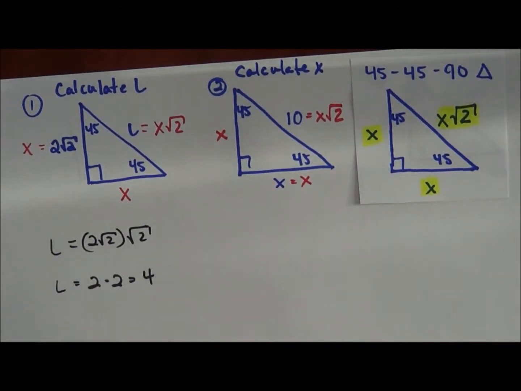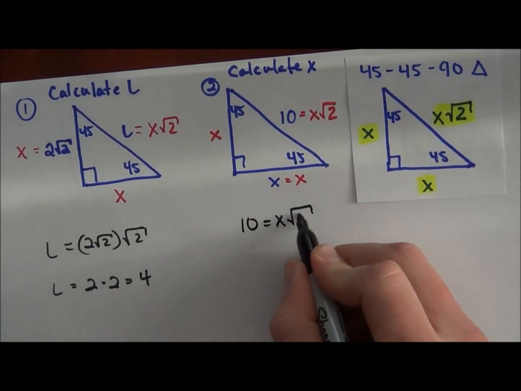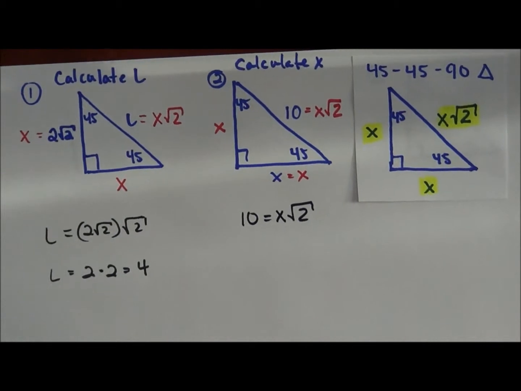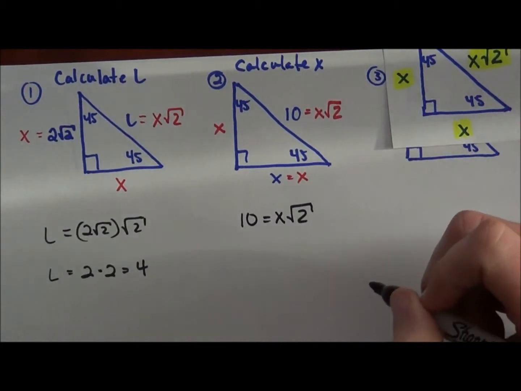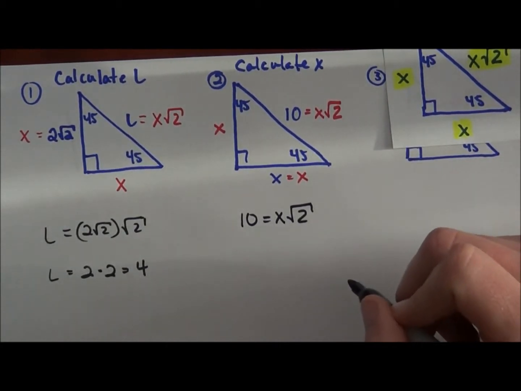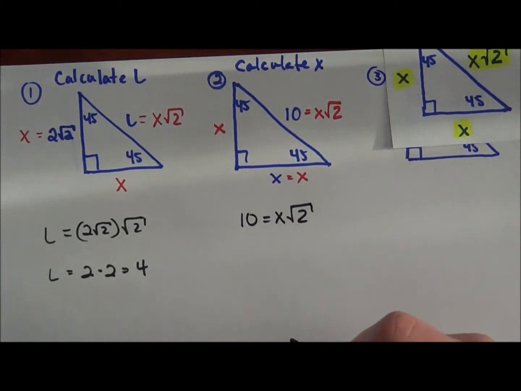So I come down here and I write this out. I say 10 equals x times root 2. There are a couple of ways you can do this. If you don't know about rationalizing the denominator, but you know a little bit about roots, what I'm going to do here is what I like to call clearing the root, where if I want to get rid of this root 2, I just multiply it by another root 2.